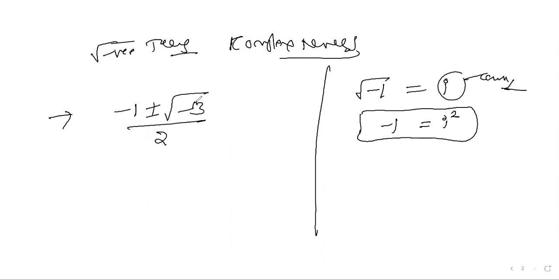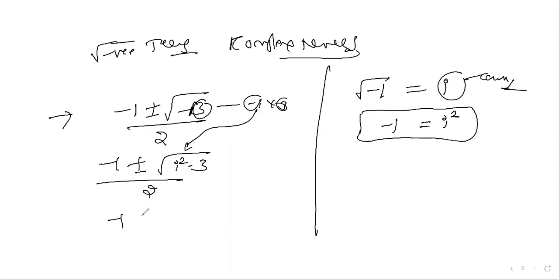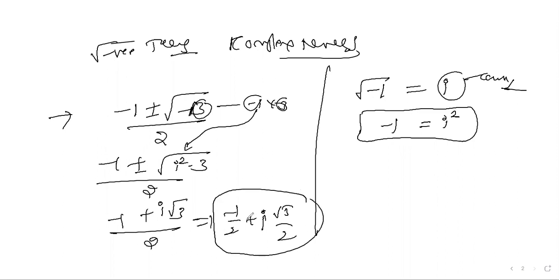So what can I write? Instead of minus 1, can I write I square? So minus 3 I can write as minus 1 into 3, and minus 1 I write as I square, all by 2. Now the I square gives I outside, so root 3 by 2. This value I can write as minus 1 by 2 plus I into root 3 by 2. So a number which looks like a plus ib format, a plus ib format, these numbers are called complex numbers. Now it is clear.